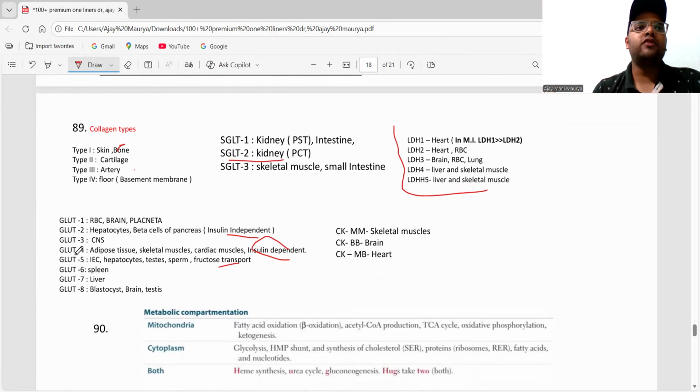Fructose transport, GLUT 5. These are important. GLUT 3 is in the nerve. CKMB, CKBB, CKMM. Oh my goodness, remember this one. Rattafy it.